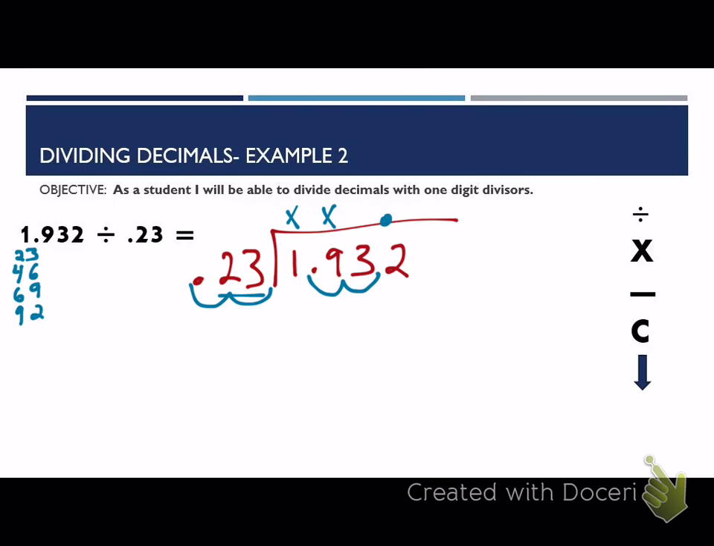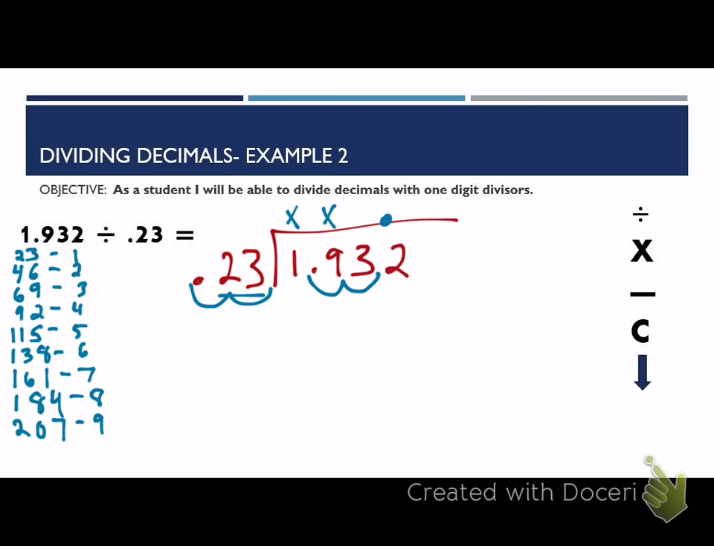92, the next one is 115. Oops. The next one is 138. After that is 161. And 184. And the next one is 207. I'm going to stop there because that's 9. Okay, so 1, 2, 3, 4, 5, 6, 7, 8, and 9 times.